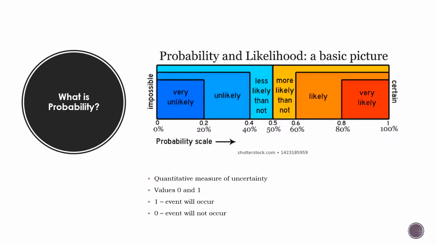Probability is a quantitative measure of uncertainty. Values 0 and 1 measure how uncertain or certain an event will occur. When it is believed an event will occur, the probability will be assumed as 1. When it is believed an event will not occur, the probability will be assumed as 0. If there is no certainty or uncertainty of an event occurring or not occurring, one might say the probability is 0.5.